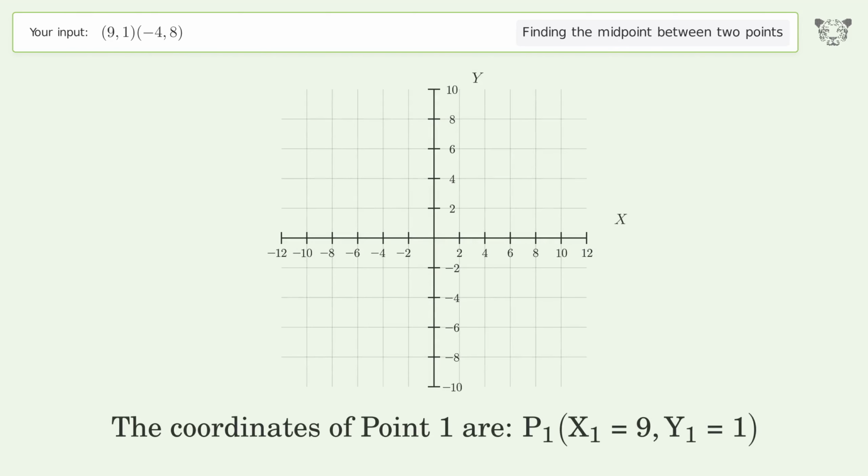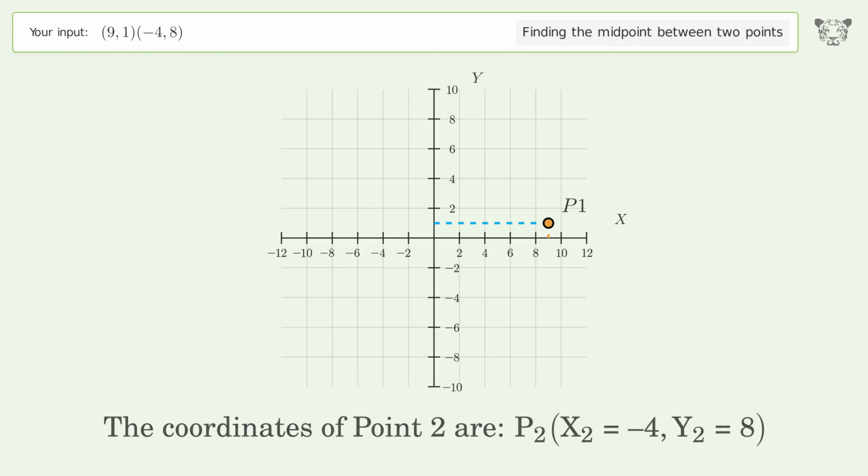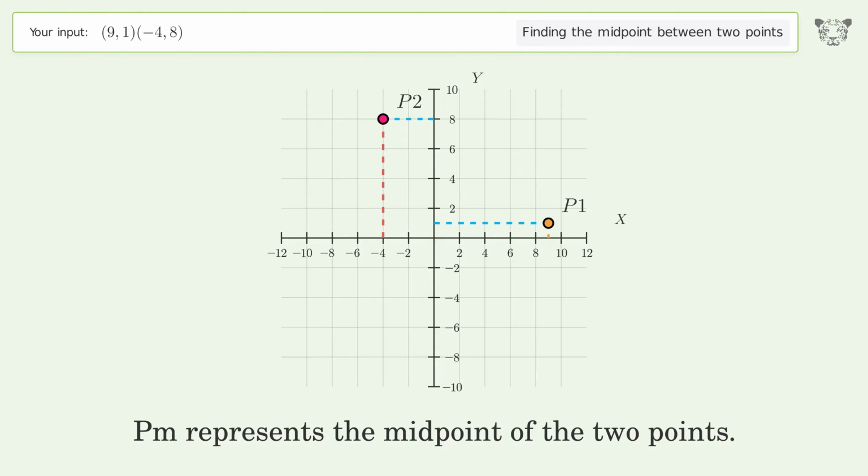The coordinates of point 1 are x1 equals 9, y1 equals 1. The coordinates of point 2 are x2 equals -4, y2 equals 8. PM represents the midpoint of the 2 points.